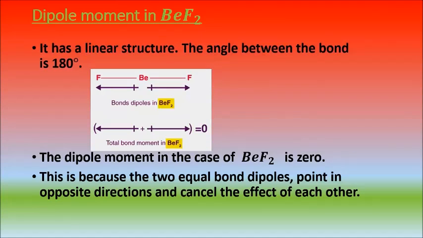This is because the two equal bond dipoles point in opposite direction. You can see both are going in opposite direction and they cancel the effect of each other. That's why the net dipole moment becomes 0 in the case of beryllium fluoride.